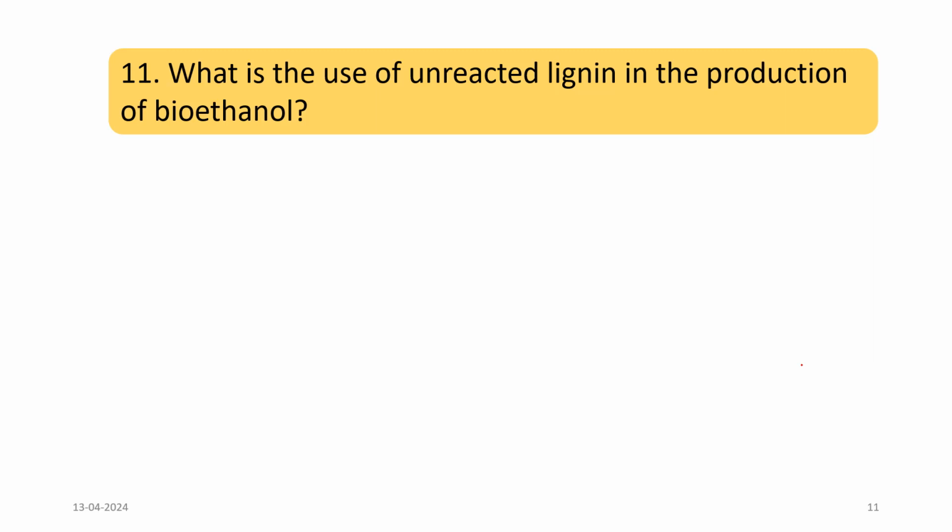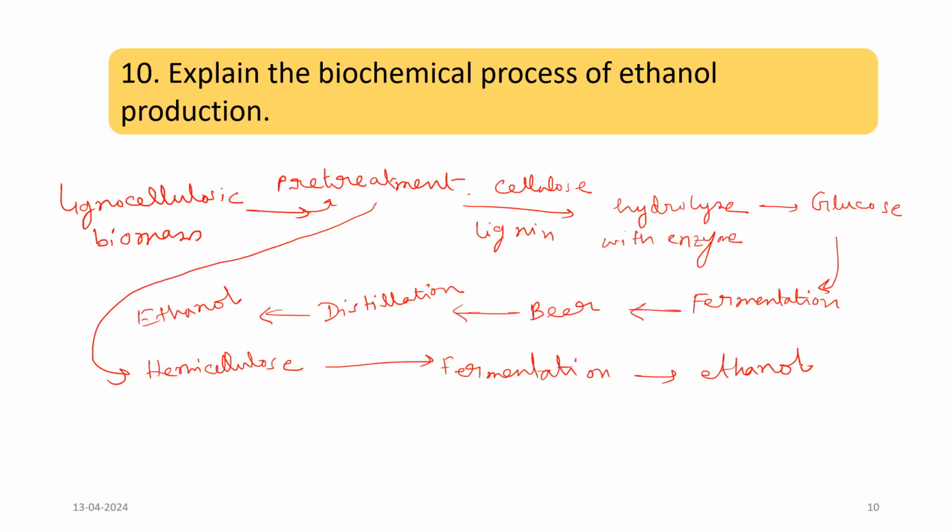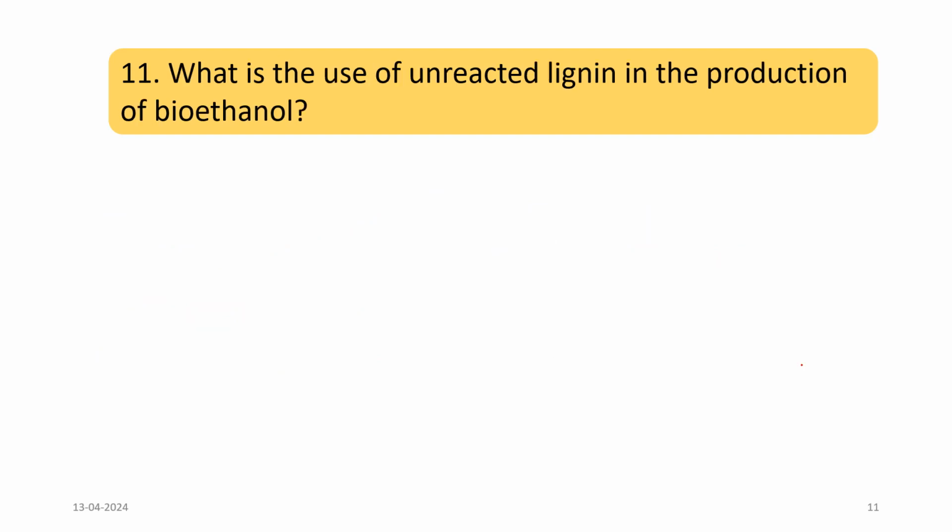What is the use of unreacted lignin in the production of bioethanol? So now we have seen in the previous process that lignin is one of the reactants for production of ethanol. Obviously, all the lignin will not be converted, right? Some of the lignin will be converted and some portion of it will be left. That is unreacted lignin.